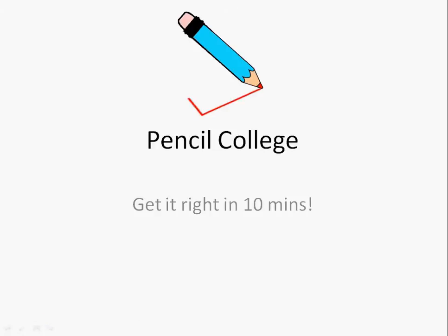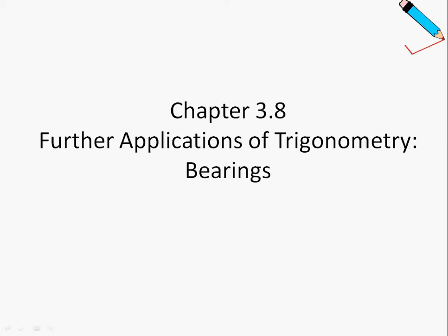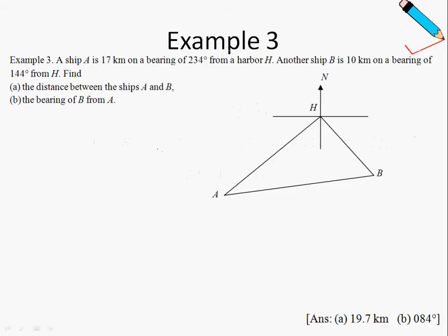In this video, we'll be moving on to example 3 of chapter 3.8. It's a bearings question, so let's read the question first. A ship A is 17 kilometers on a bearing of 234 degrees from a harbor H. So ship A is 17 km away from H, and the bearing 234 degrees is measured from H.